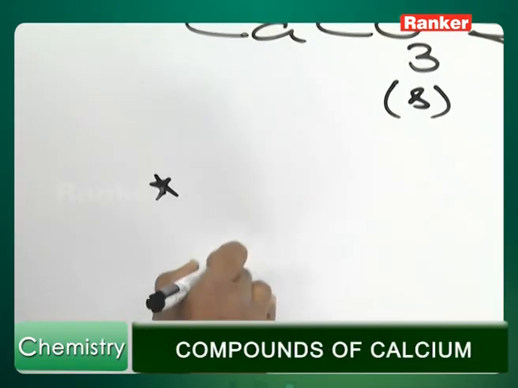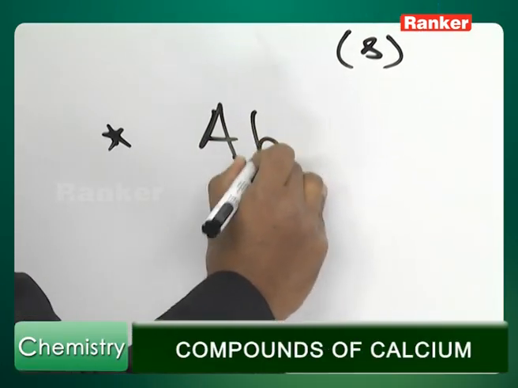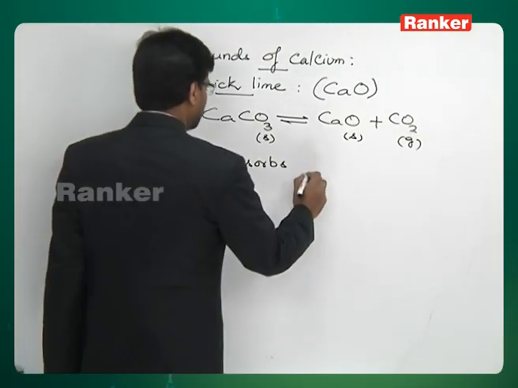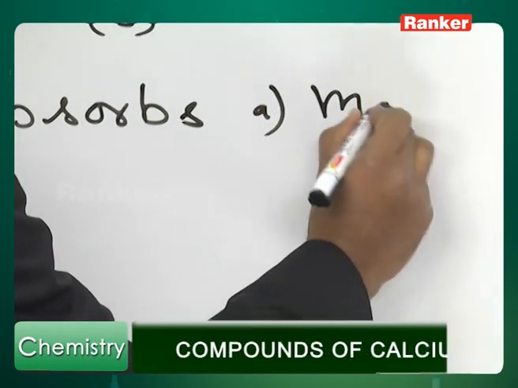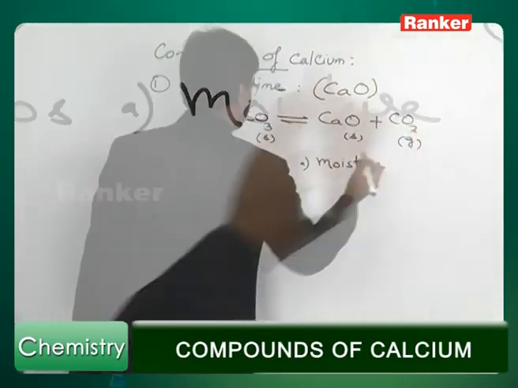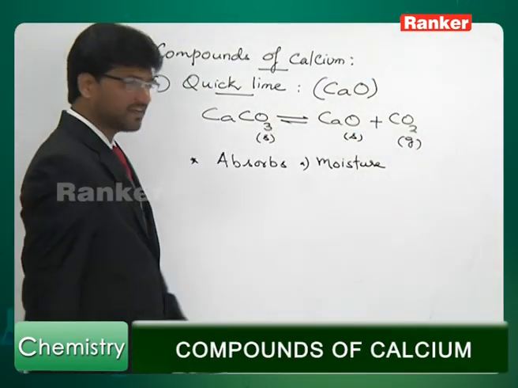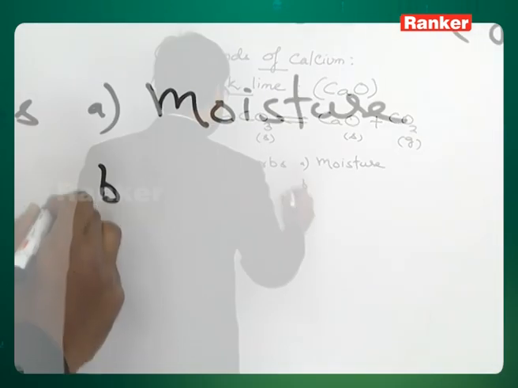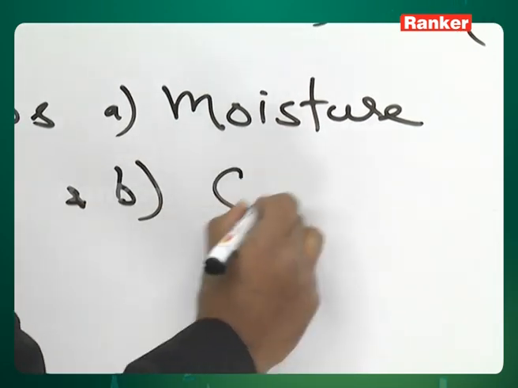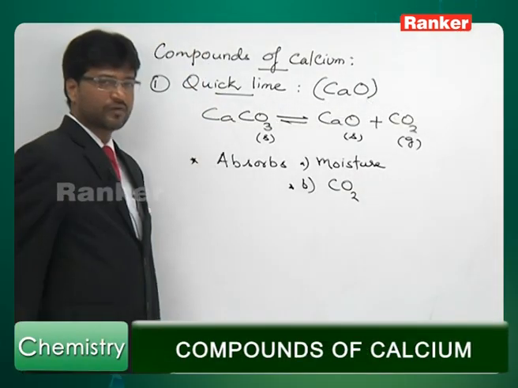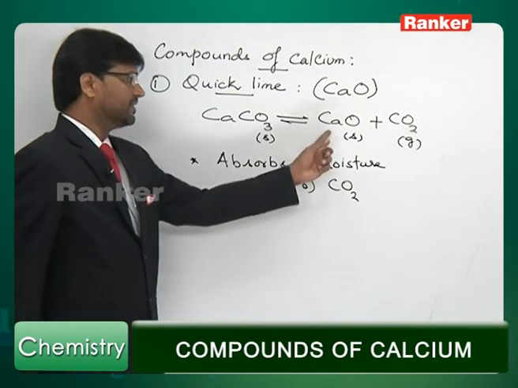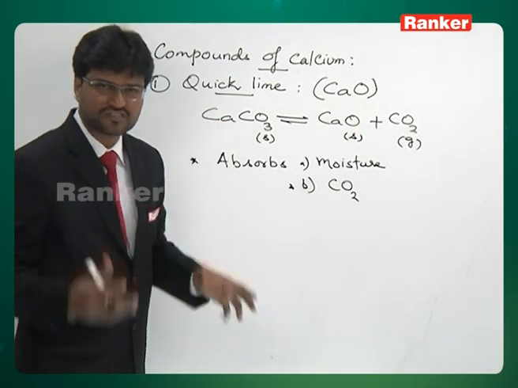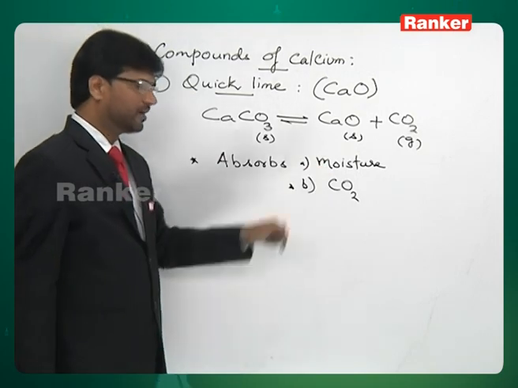Remember this feature of quicklime: it is capable of absorbing two substances from air. It absorbs moisture, so it can be used as a desiccant or drying agent. Apart from this, it can also absorb carbon dioxide. You can see it can react with carbon dioxide to give back calcium carbonate. So it is capable of absorbing two substances from air, that is moisture and carbon dioxide.